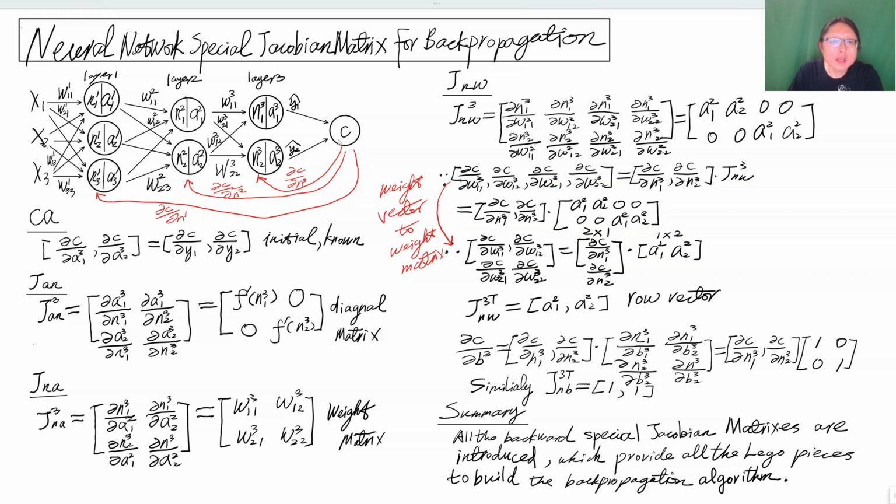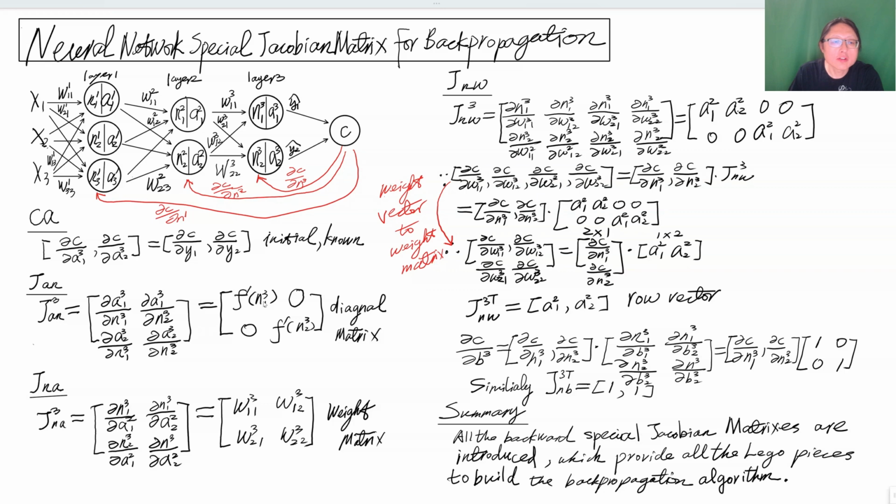Then, after we build the relationship between C and A, we need to build the Jacobian matrix for A and N of layer 3. As shown here, we do the first step: we write the fully expanded Jacobian matrix. It's basically partial A31 over partial N31, and so on, with entries 1 1, 1 2, 2 1, 2 2. It's the full form of the Jacobian matrix.